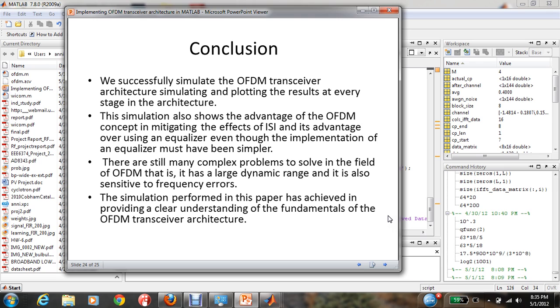The simulation also shows the advantage of the OFDM concept in mitigating the effects of intersymbol interference, and its advantage over using an equalizer. Even though the implementation of an equalizer could have been simpler, there are also certain research opportunities in OFDM. There are still a certain amount of problems facing the OFDM concept: it has a large dynamic range, a large peak to average ratio, and is also very sensitive to frequency errors. The simulation performed in this paper has achieved a clear understanding of the fundamentals of the OFDM transceiver architecture, and I hope I was successful in doing so.